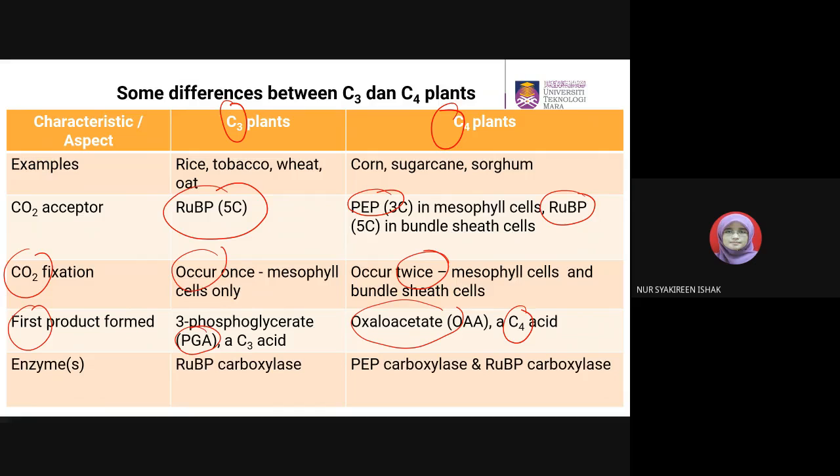Okay, so enzyme untuk C3 hanya RUBP carboxylase, tapi kalau C4 plant first daripada PEP carboxylase, second RUBP carboxylase. Ini masa Calvin cycle. Ini masa first carbon fixation dalam mesophyll cell. Ini dalam bundle sheath cell. Okay, bundle sheath cell. Alright.